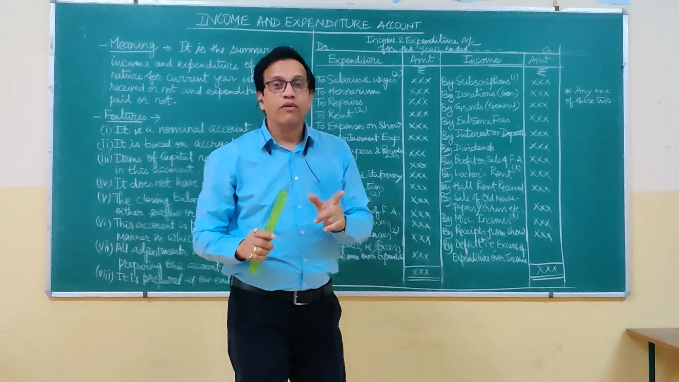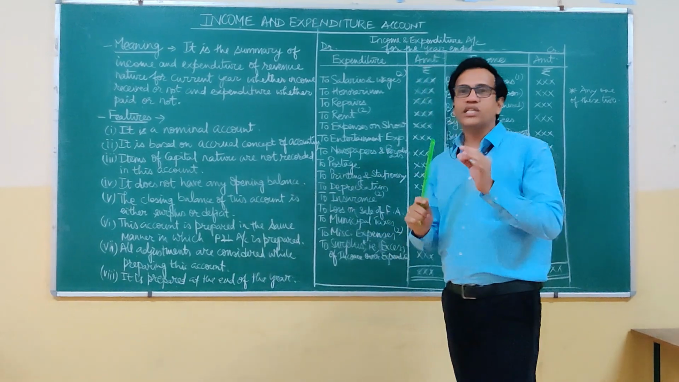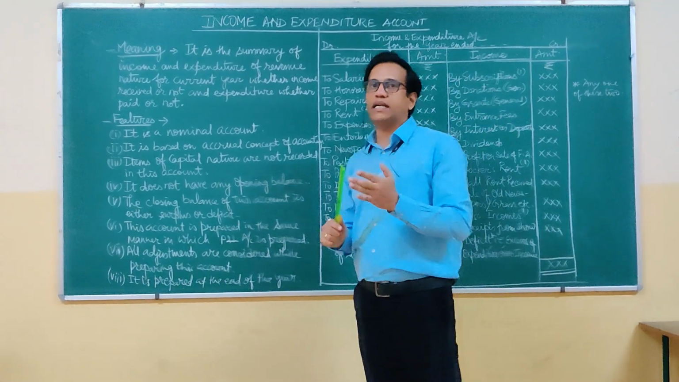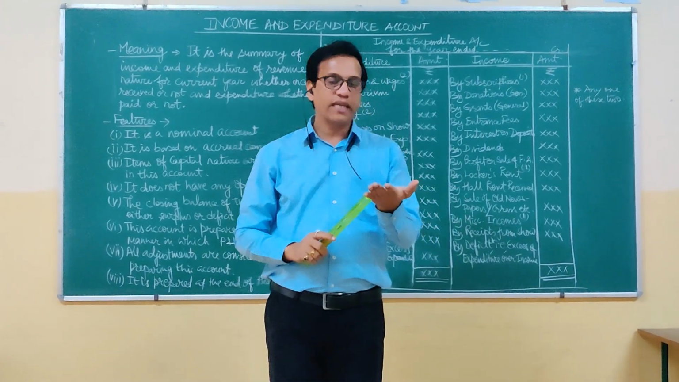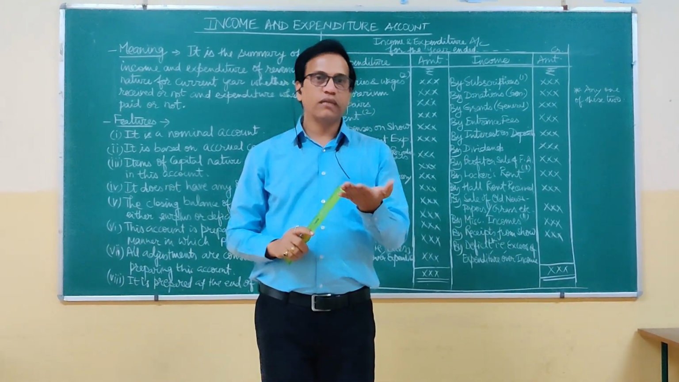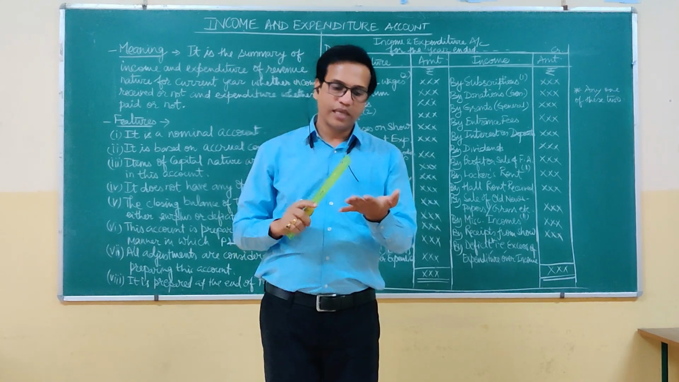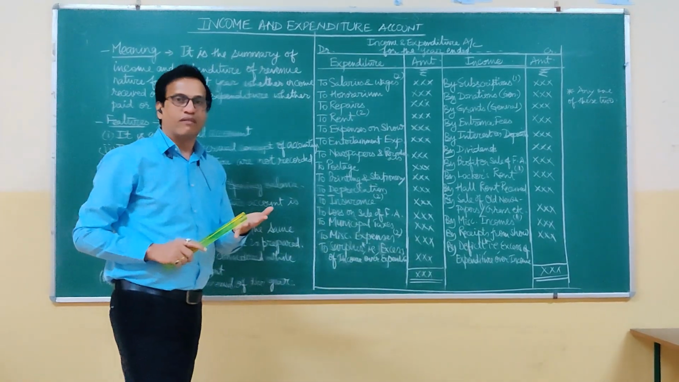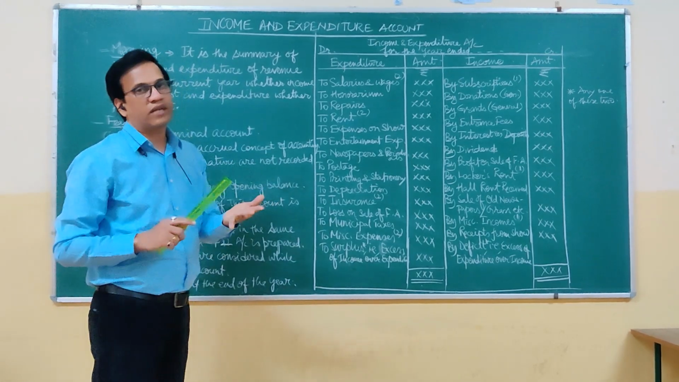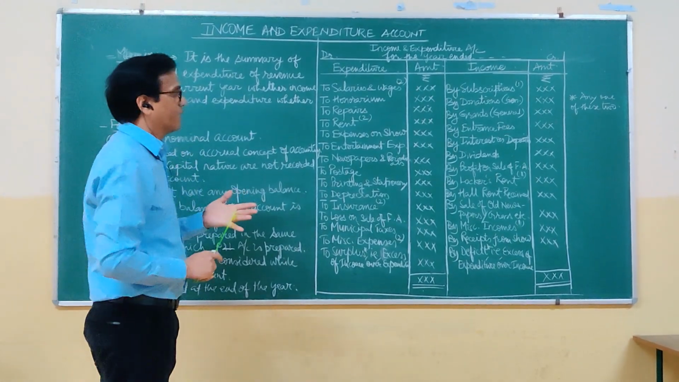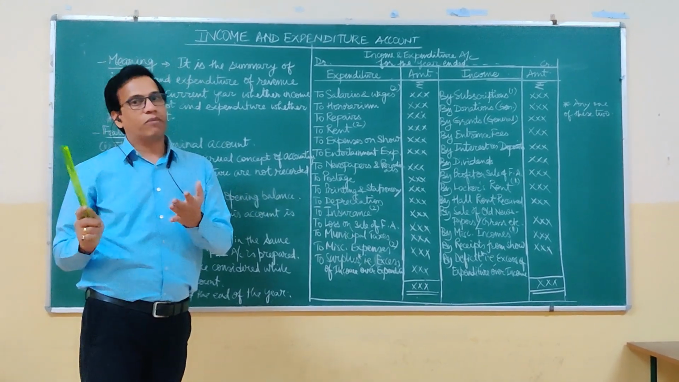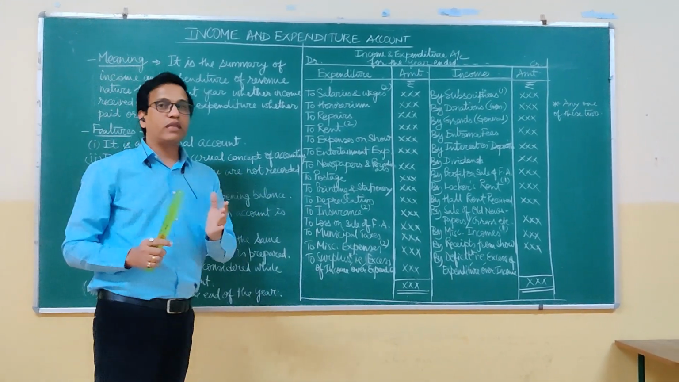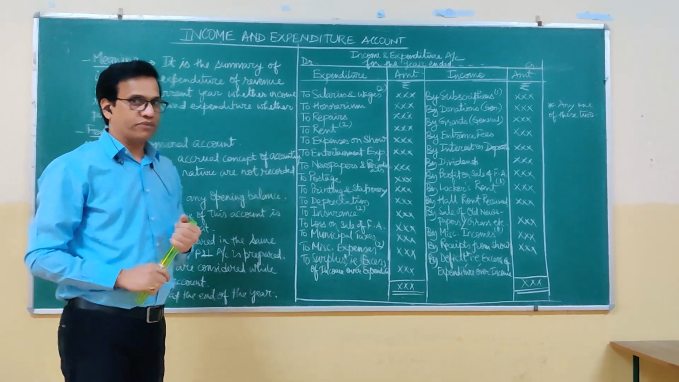And of course, we will consider the additional information given. That means we will have to make adjustments relating to outstanding expenses, accrued incomes, prepaid expenses, unearned income or advance income, depreciation, right? So these adjustments we will be making while preparing it. All those will be provided to us as additional information along with the receipts and payments account.